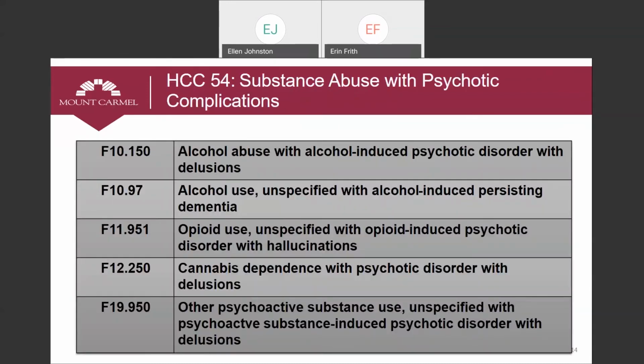HCC 54 maps to diagnoses that include substance abuse with psychotic complications. For example, F10.231, alcohol dependence with withdrawal delirium. You can see on this slide some of the more frequently used ICD-10 diagnosis codes listed. There are 108 diagnosis codes in this HCC.